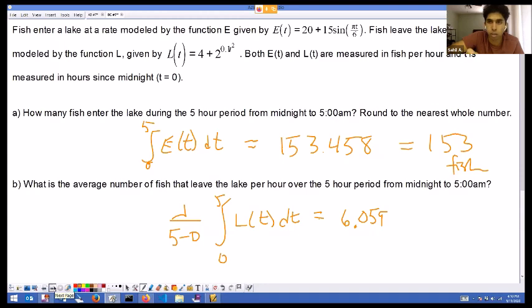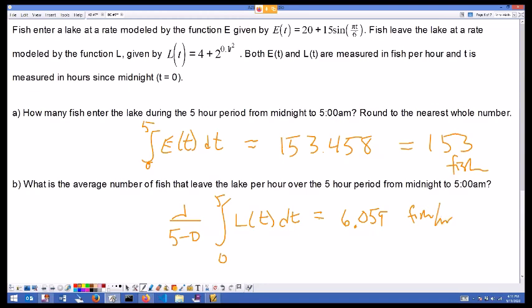And also always include the units, correct? Yeah, always include the units. There's not usually a point attached to them unless it says indicate units of measure, but just to be safe, put it on there. I could say the average number of fish is 6.059 fish per hour. They're not going to give you points for it, but it's good to be complete and correct.